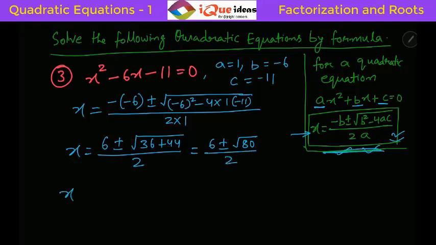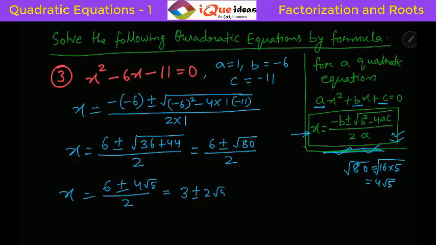So it is x is equal to 6 plus minus. Now see, 80 is equal to 16 into 5. So square root of 80 will be square root of 16 into 5, that is 4 root 5. Alright, so it is 6 plus minus 4 root 5 divided by 2. So if you divide by 2, you get 3 plus minus 2 root 5. So the roots are either 3 plus 2 root 5 or 3 minus 2 root 5.